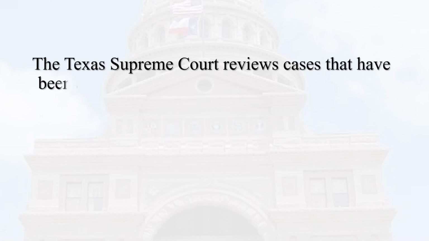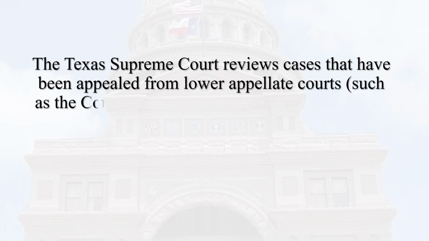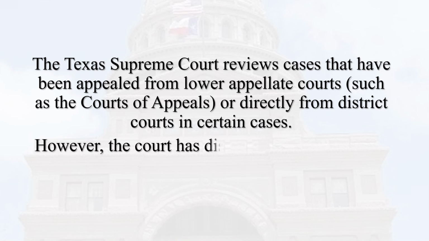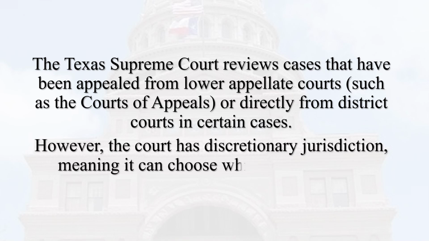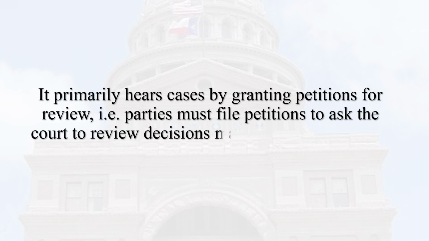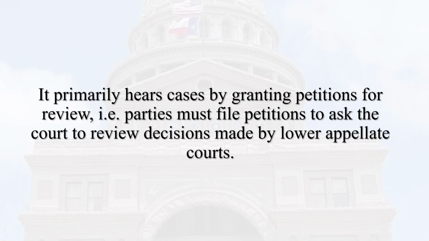The Texas Supreme Court reviews cases that have been appealed from the lower appellate courts, such as the courts of appeal, or directly from district courts in certain cases. However, the court has discretionary jurisdiction, meaning it can choose which cases to hear. It primarily hears cases by granting petitions for review. That is, the parties must file petitions to ask the court to review decisions made by lower appellate courts.